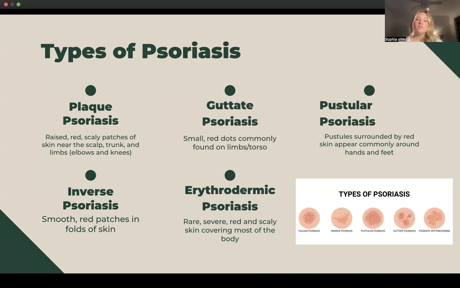And then erythrodermic psoriasis is the most severe type of psoriasis. It's red, scaly skin, just like in plaque psoriasis, but it covers most of the body. This is mostly found in people who were previously diagnosed with a different type of psoriasis. And it's usually triggered by a really bad sunburn or a specific medication. And yeah, it's really severe and really serious.